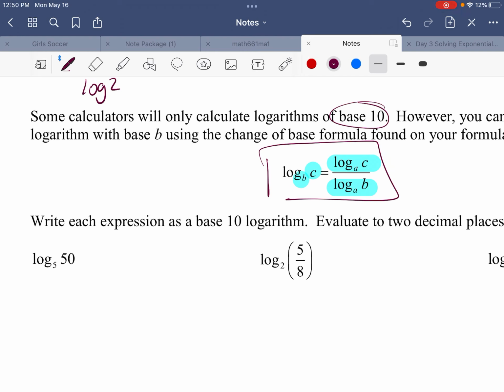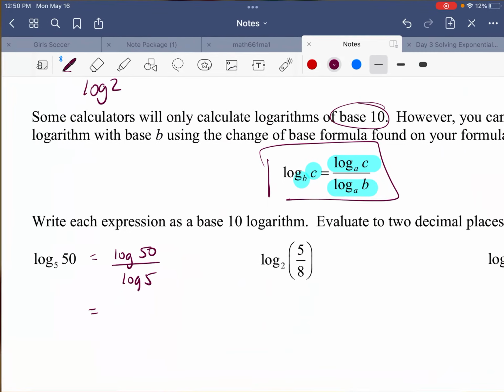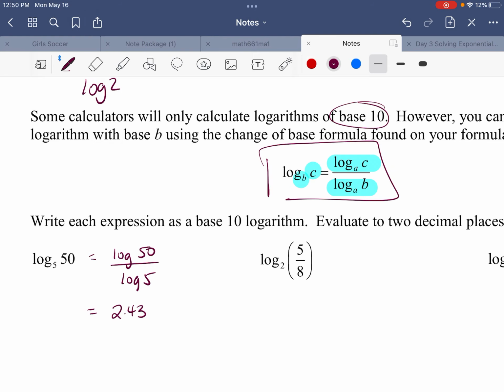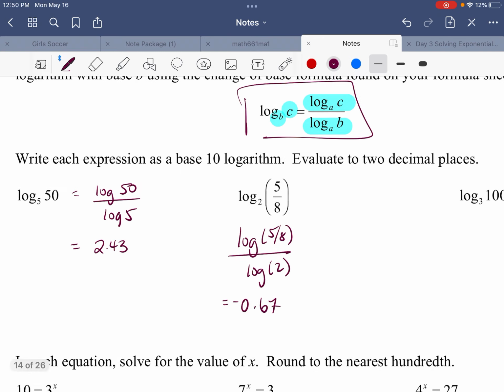Log base 5 of 50 is equal to log 50 divided by log 5. On your calculators, you can type this in, log 50 divided by log 5. That equals 2.43. The next one, we can do log of 5/8 divided by log 2. And this will equal negative 0.67.